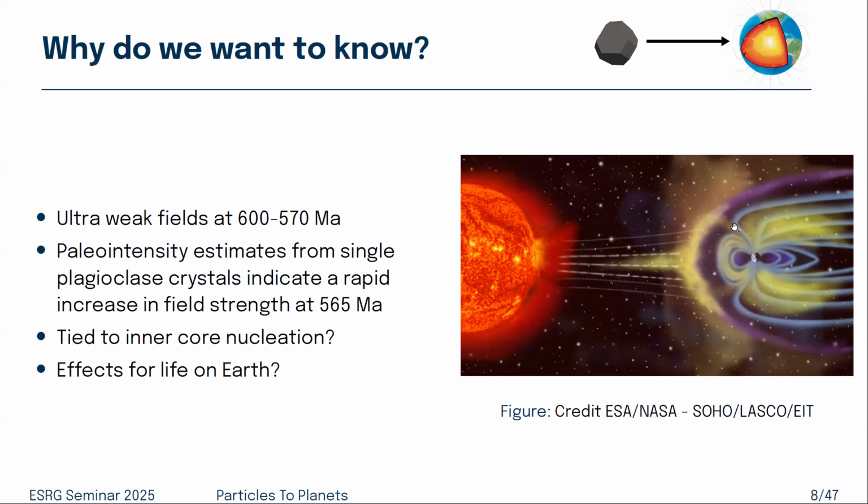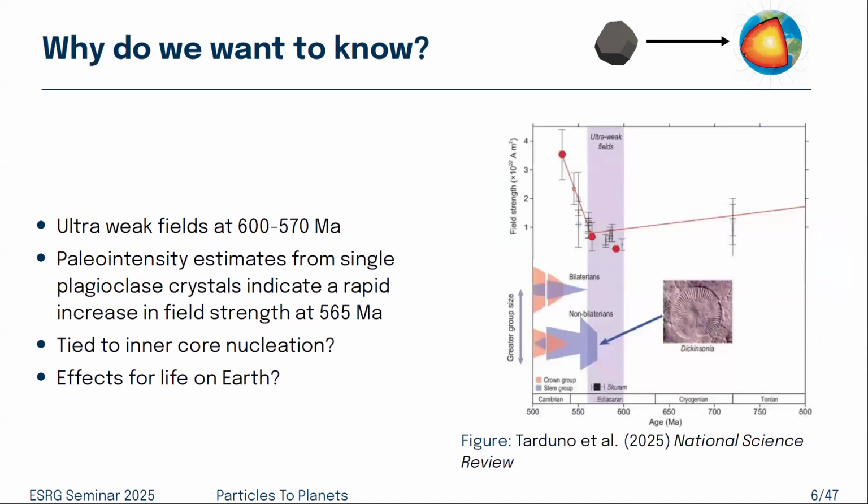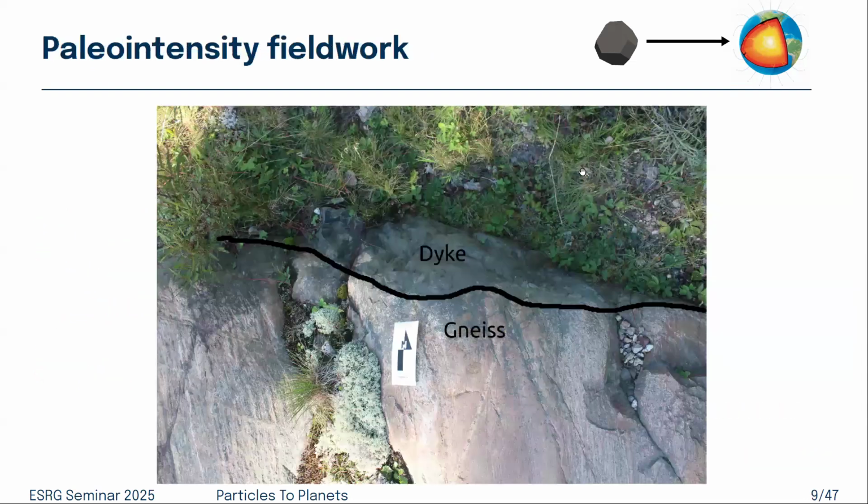And so without a magnetic field, the idea is that you get progressive stripping of certain elements from the atmosphere, and that changes the chemistry of the atmosphere and oceans. That therefore has an effect on life. But these are very, very bold claims, and they're made from a small number of data points. So we really want to be sure that these data points are good quality data, right?